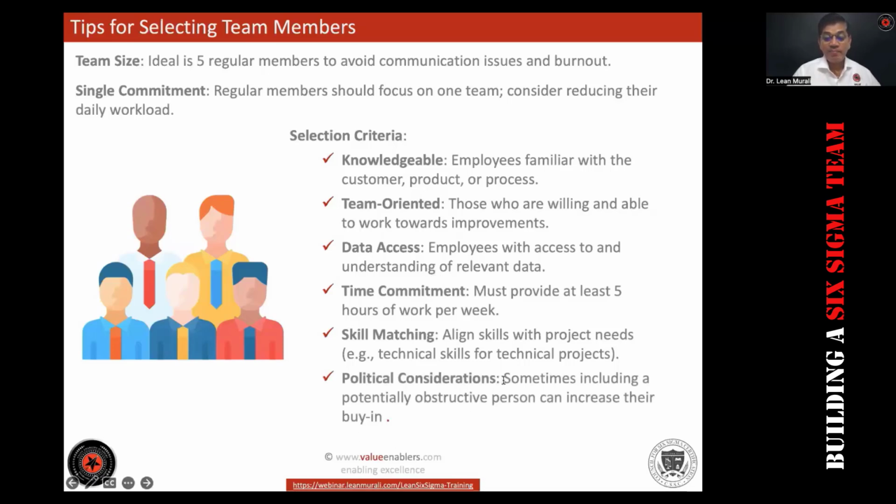And look at this, sometimes including a potentially obstructive person can increase the buy-in. How many of you can relate to this? Because some people think that this won't work, and it is important to include such a person in the team. Then you will have awesome buy-in.